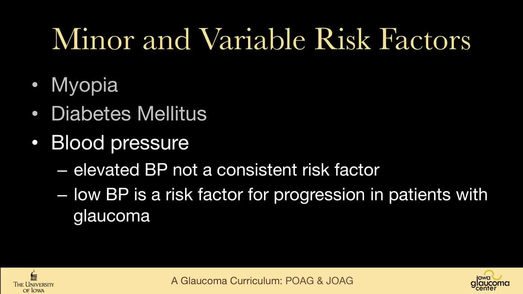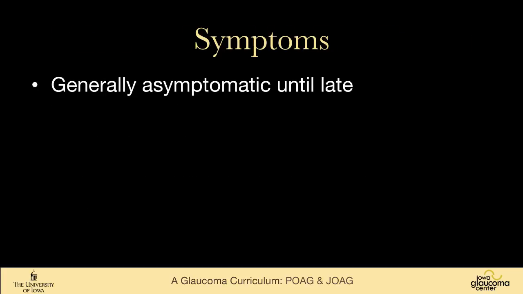Elevated blood pressure, also not consistent. We do know that in people who have established glaucoma, having low nocturnal blood pressure is a risk factor for progression. People with glaucoma are generally asymptomatic until late in the course of the disease, which of course is why there are so many undiagnosed cases running around.